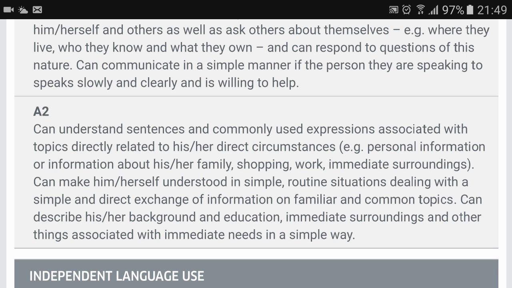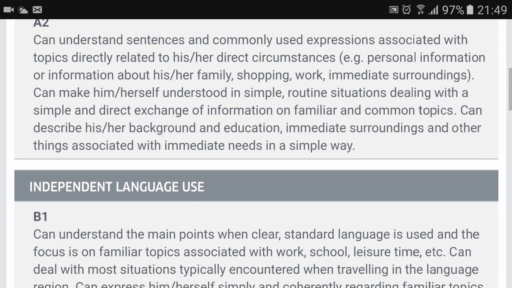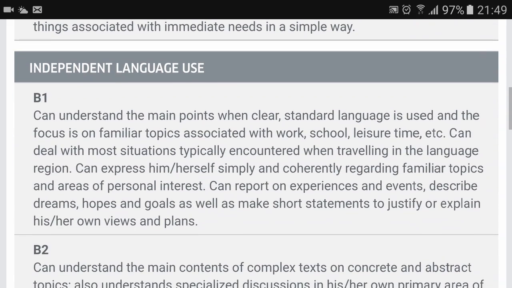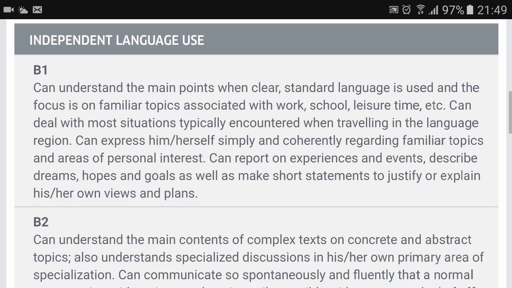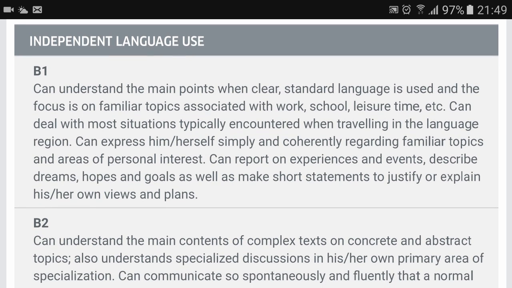When you go a little bit further than that, then comes the independent language use. This is a little bit professional. This is required for certain visas and certain job licenses. You need to have this kind of language. So B1, what is B1? Here, the standard language is used and the focus is on familiar topics associated with school, work, leisure time, etc. That means that initially you were learning about yourself and your surroundings.